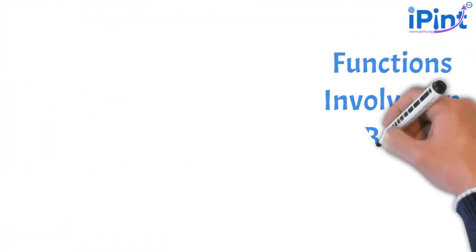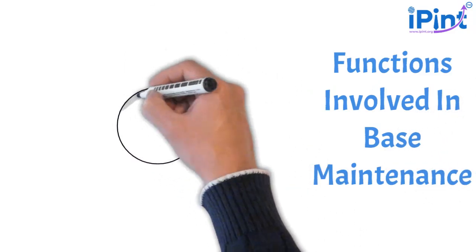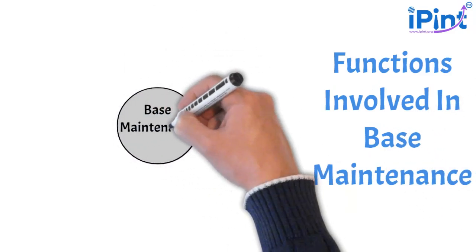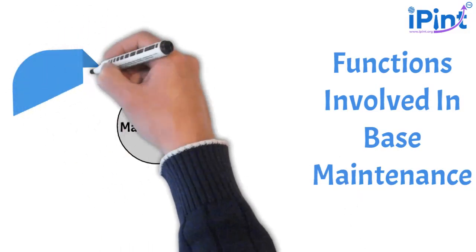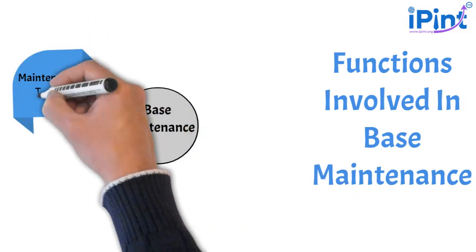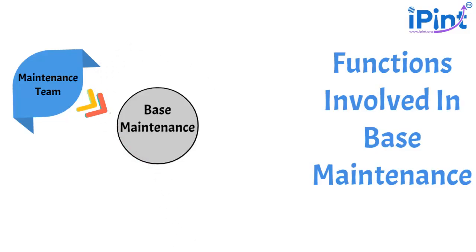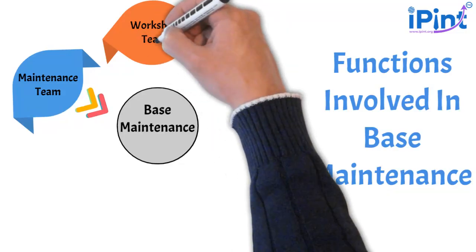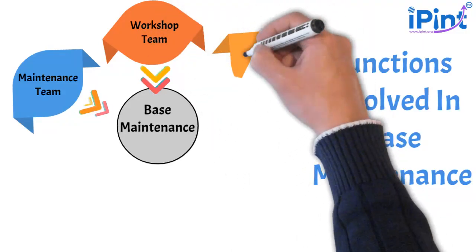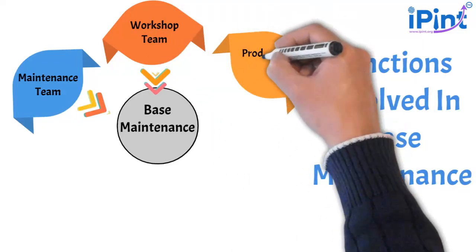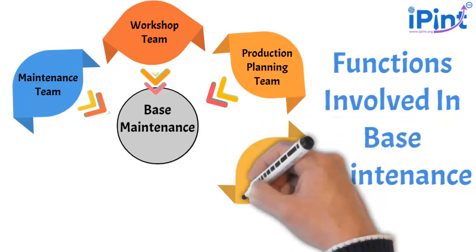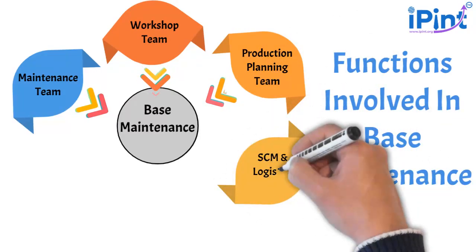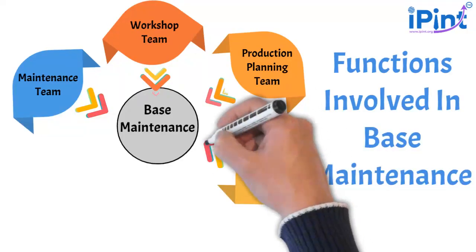Now let's explore some major functions involved within base maintenance. It starts with the aircraft maintenance team performing maintenance on the aircraft as per the work order. If items or components require a shop visit, it would require a workshop team. All the work being performed during base maintenance is facilitated and controlled by the production planning team. Tools and materials required to perform work are arranged by the supply chain management and logistics team.